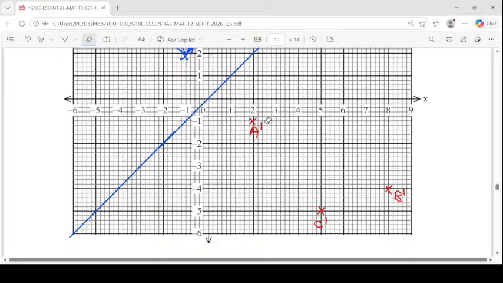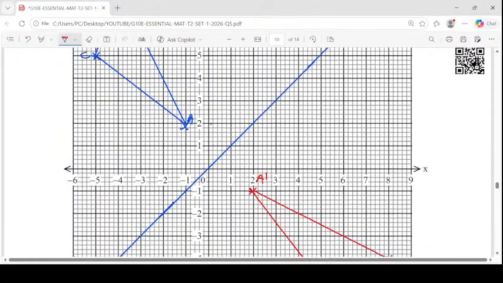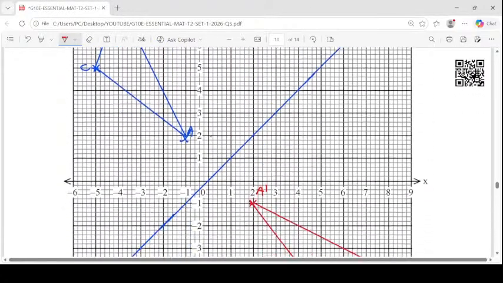Let me change where I've written this A prime. Let me write it above here. This is our A prime. Now I join A prime to B prime, B prime to C prime, C prime back to A prime. That is after a reflection in the line Y is equal to X.